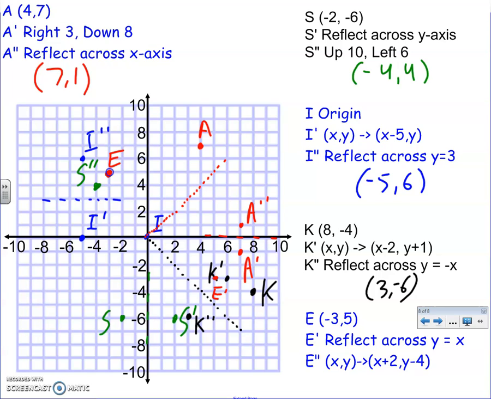Then it says go right 2, down 4. So right 2, 1, 2, down 4, 1, 2, 3, 4. E double prime, final coordinate, +7, -7.